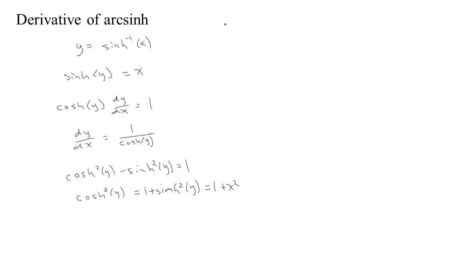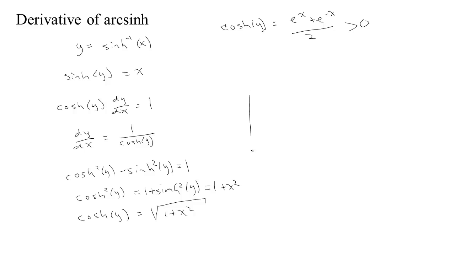Now, if you look at the definition of the cosh of y, it is e to the x plus e to the negative x all over 2. Well, e to the x is positive, and e to the negative x is positive, and the sum of two positive numbers is positive, and a positive divided by a positive is positive. That's greater than 0. So if I know that the cosh squared of y is 1 plus x squared, then the cosh of y could be either plus or minus this square root, but since I know the cosh is positive, I've got to use the plus sign. So the cosh of y is the square root of 1 plus x squared.